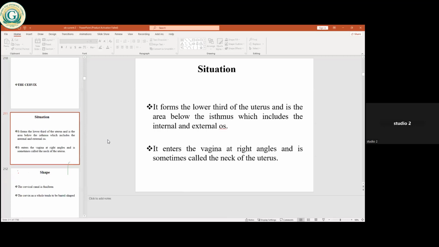So when we talk of the cervix, the cervix is part of the uterus. It's the lower third of the uterus, which includes the internal and external os. It enters the vagina at a right angle and is sometimes called the neck of the uterus.